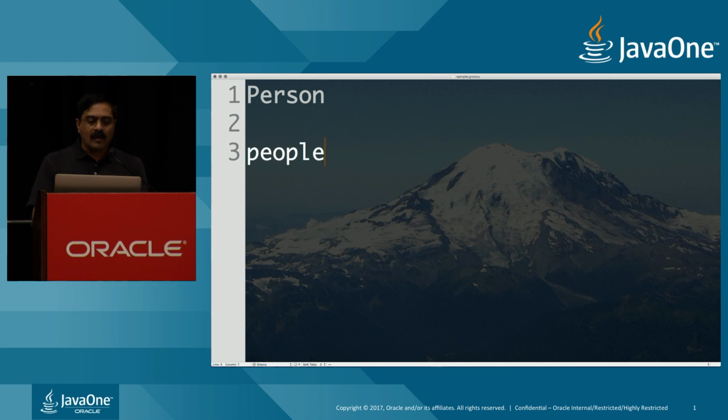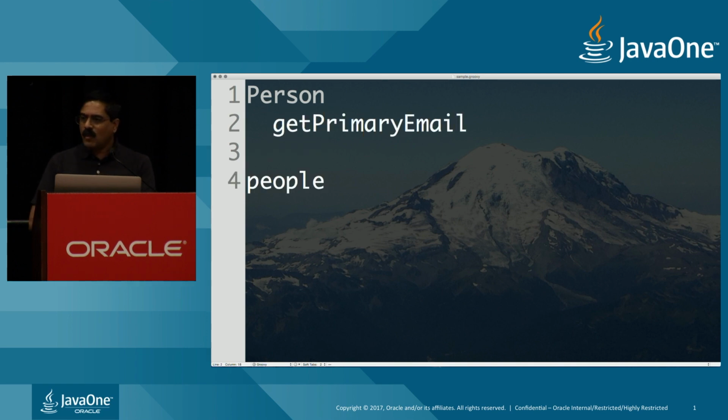And what I want is every person has a function called get primary email. So everyone in this room has an email, a primary email. I'm sorry, I don't want you, but I want your email address so I can spam you. What a great idea. So how do I do this?